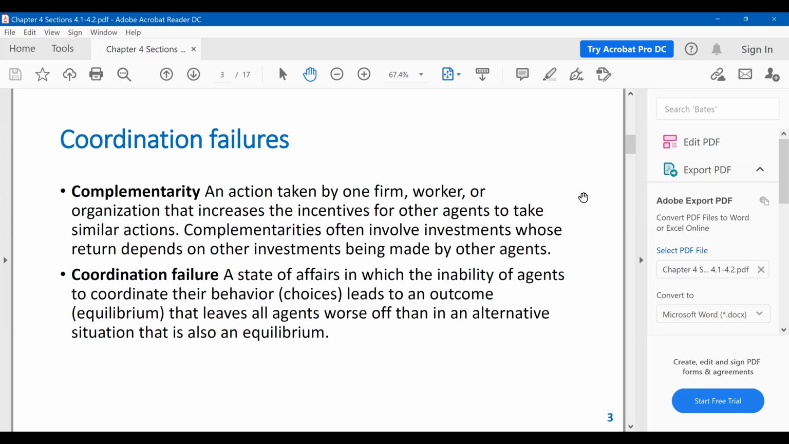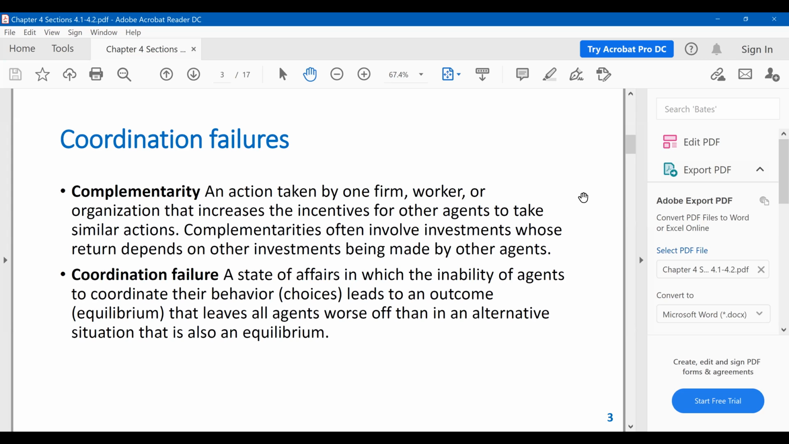So there is also this short definition of coordination failure. Let me just read it. A state of affairs in which the inability of agents to coordinate their behavior or choices leads to an outcome or equilibrium that leaves all agents worse off than in an alternative situation that is also an equilibrium. So here we have a situation where there's more than one equilibrium. Okay, so let's say there are two equilibria.